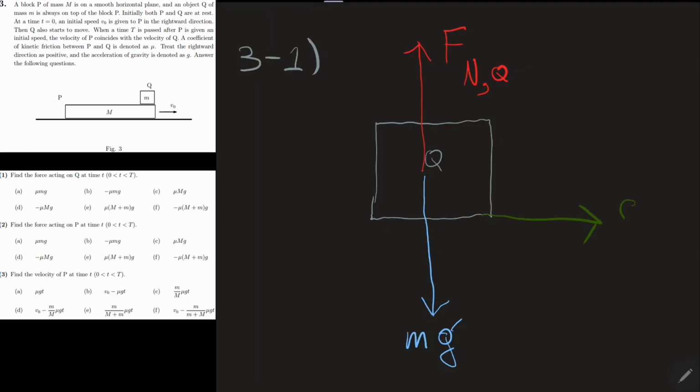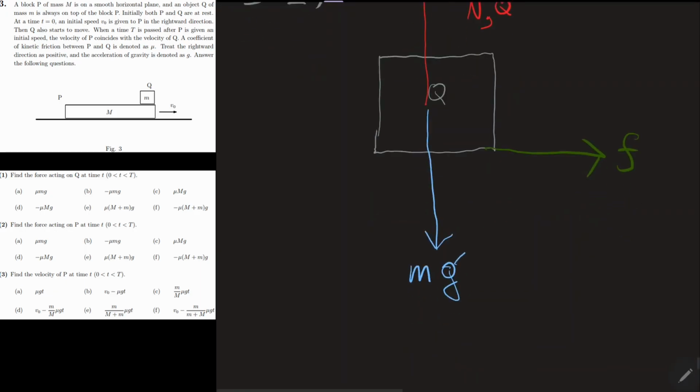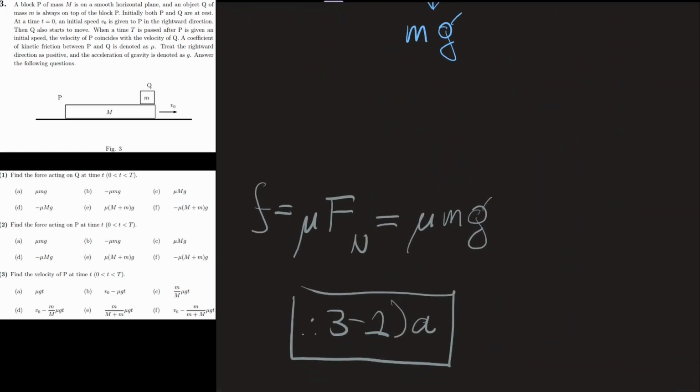You have a force of friction on block Q and it is pointed to the right. Now the friction force is just equal to the coefficient of friction times the normal force, and we already found that the normal force is equal to mg. So the force acting on Q is mu mg, and that is option A.